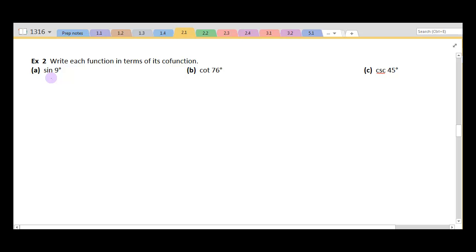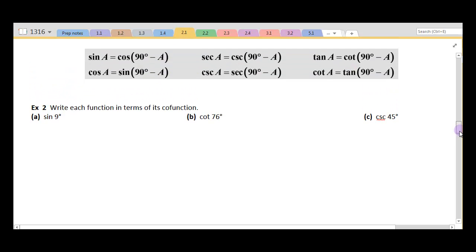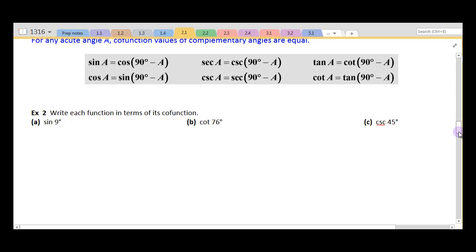The first problem says that I want to rewrite the sine of 9 in terms of its cofunction identity. So let me pull those back up so you can see what they are. So in other words, if I have the sine of 9, which is my angle, then I can rewrite that as the cosine of 90 minus that angle, or the cosine of 81.